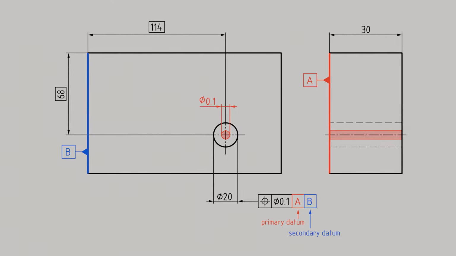It is specified in an additional datum reference box in the feature control frame. The final datum C, the tertiary datum, is the rear side of the part. It appears in the last datum reference box. It is important to note that it is not the alphabetical order that determines which datum is primary, secondary, or tertiary, but rather the order in which the datums are listed within the feature control frame.